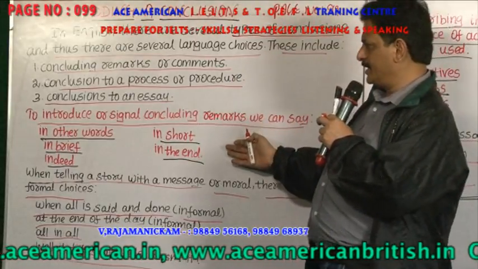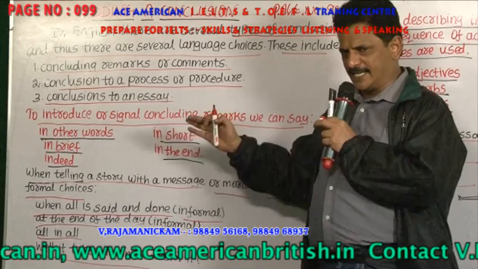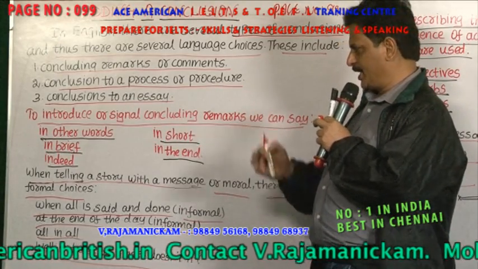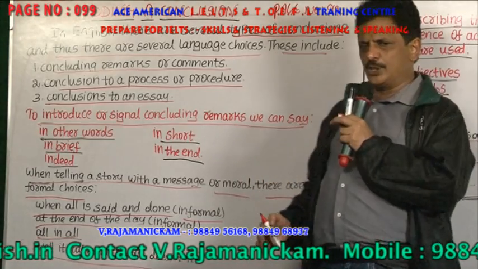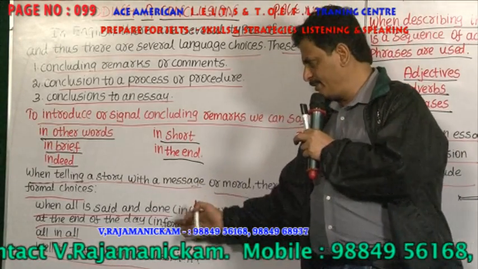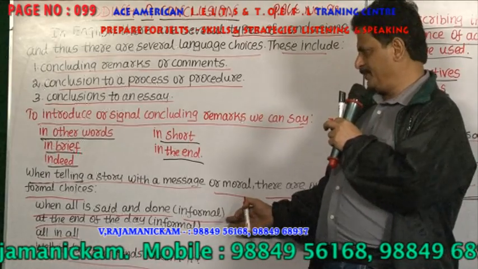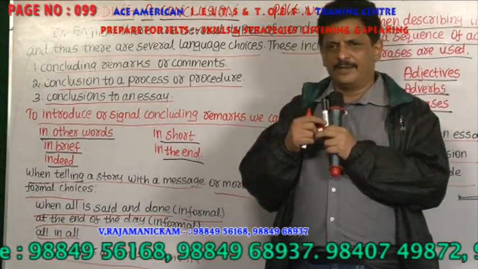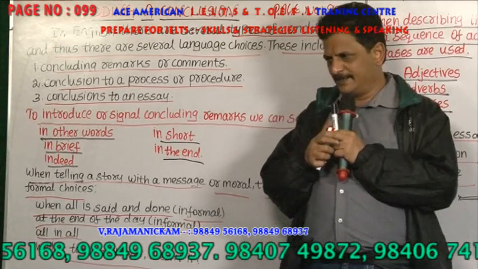These are the words that are used here, the transitional signals. They tell you that you are coming to a conclusion. And when you are telling a moral story, you use these words, like "when all is said and done." See, for example, in America, about 100 years ago, there was apartheid.